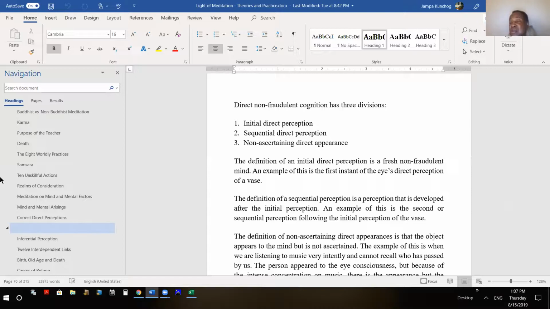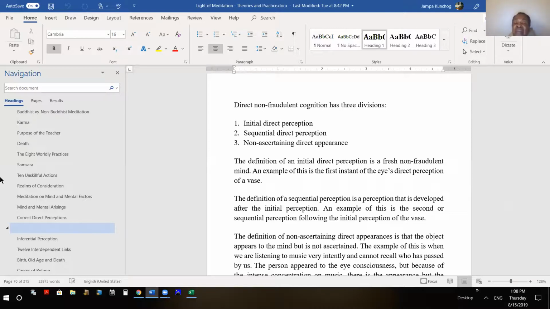You have this in your notes as part of the Lodi Dun, the seven minds, different types of minds that they have. Of the first two, the first is Tsema, and the second one is Cheshe. Yeah. And there's a Nalamangepa. Nalamangepa means that it doesn't ascertain it. But these are the three. When we talk about direct perceptions, we're talking about these initial, sequential, and non-ascertaining. We'll get into that later on.